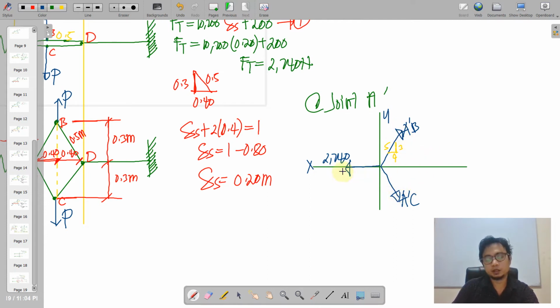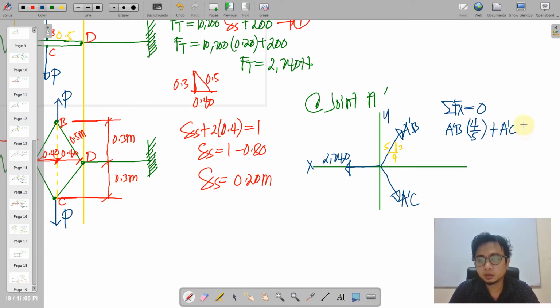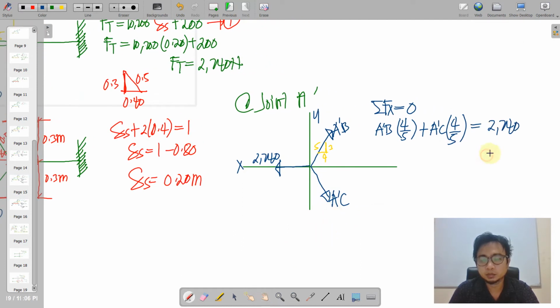So we take summation forces along the horizontal axis. Okay, so we can say that the horizontal component of A prime B is 4/5 times A prime B plus A prime C has also horizontal component. They have similar slope. Okay, so this must be equated to 2,240. So notice that there will be two unknowns here.